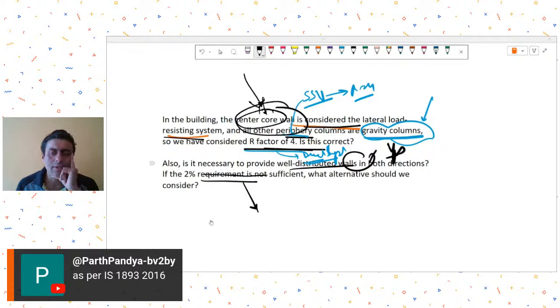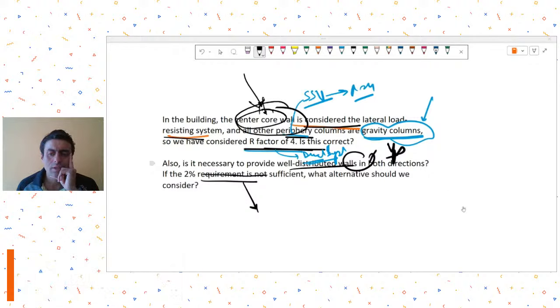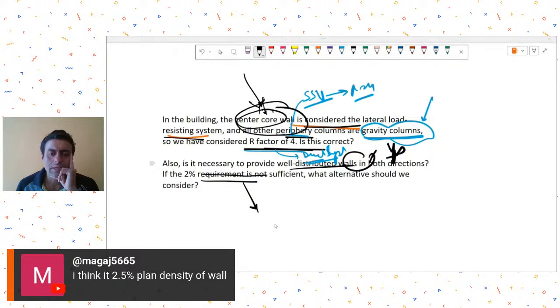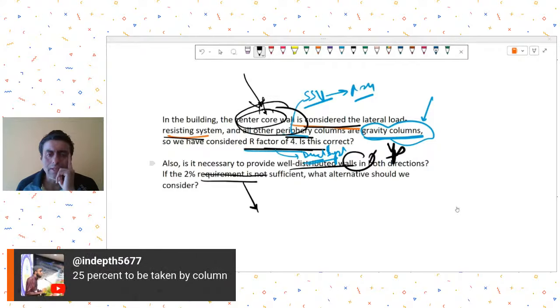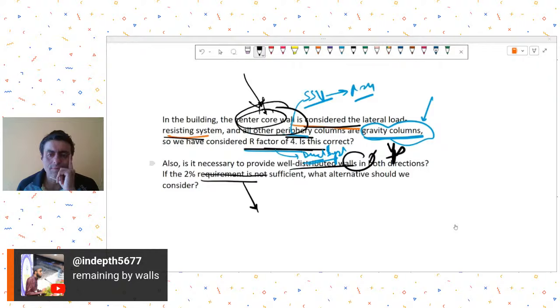Mr. Parth is saying, as per 1893 2016. Mr. Pankaj is saying it is 2.5% plan density. Is there any such rule given? No, it is 25%. I don't think 2.5%. Yeah, it's a 25% clause.